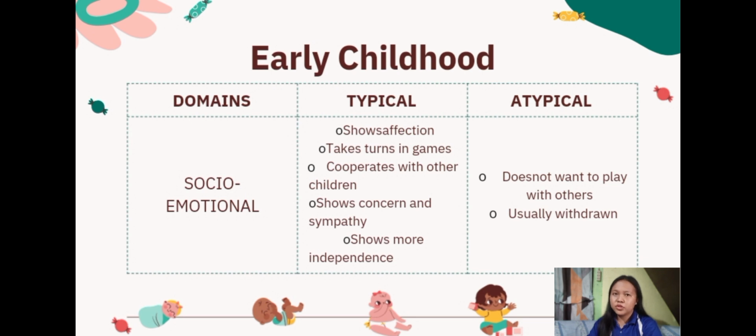Under the socio-emotional domain, a child is developing typically when he or she shows affection, takes turns in games, cooperates with other children, shows concern and sympathy, and shows more independence. A child is developing atypically when he or she does not want to play with others and is usually withdrawn.